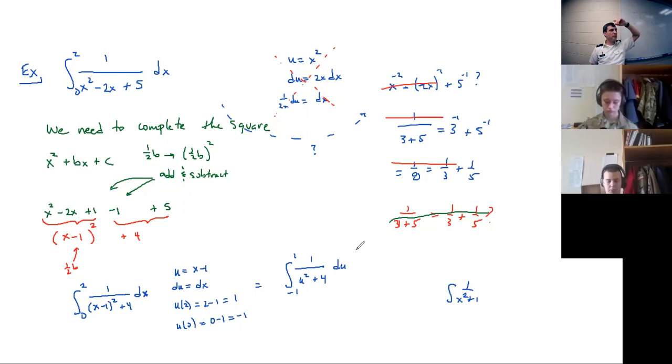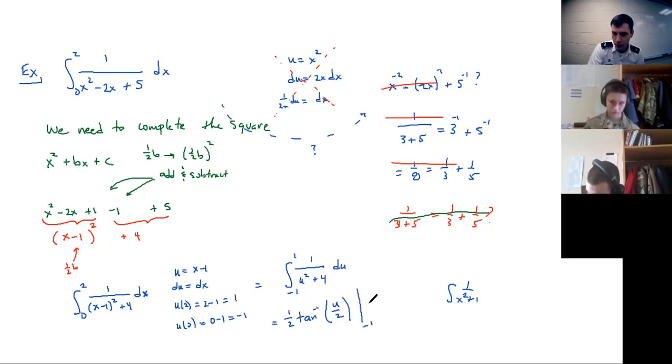And we're going to look at that formula. That formula says that when you have an a squared in your denominator, then the a comes out. So I specifically chose this example to have a 4 down there, right? Because that is what squared? 2. So 1/2 is going to come out, or 2 is going to come out. This is going to lead me to 1/2 arctangent of u/2 evaluated from -1 to 1.